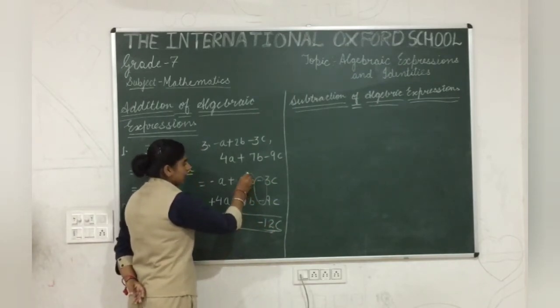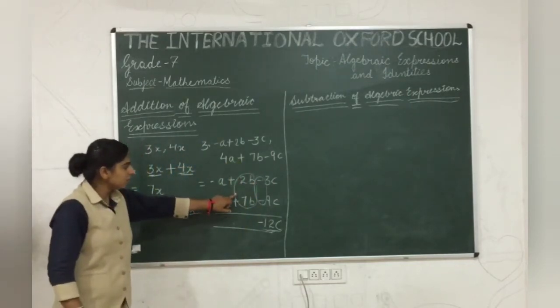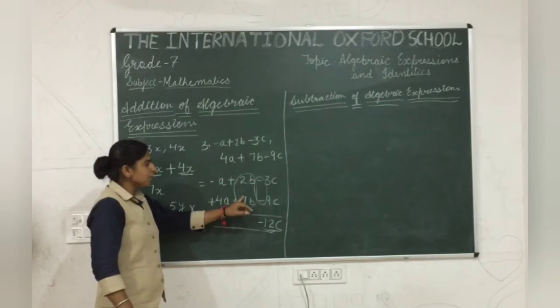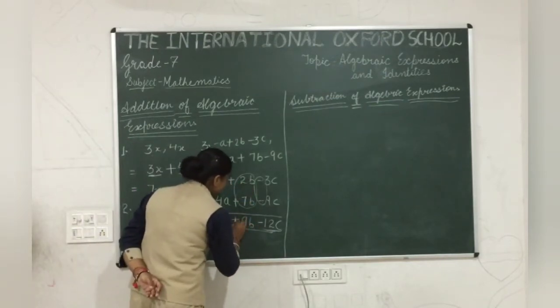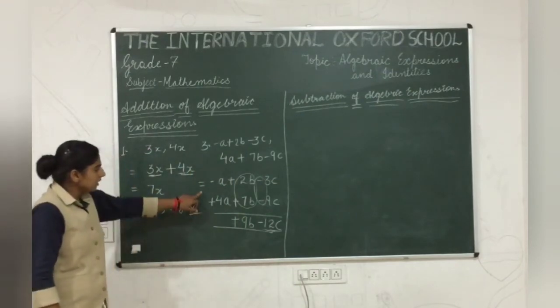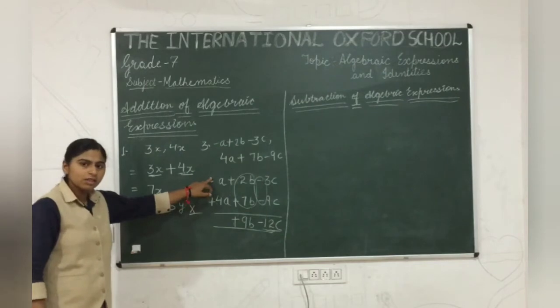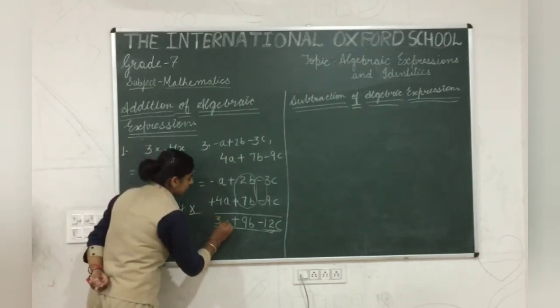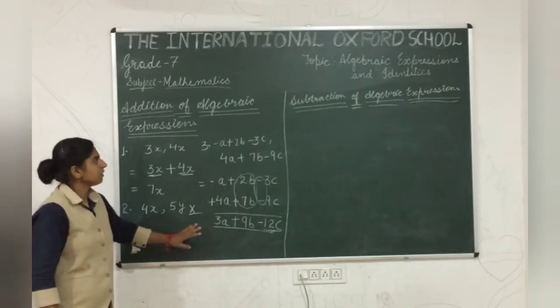After this, we will add both of these like terms. That is 7b plus 2b. Now 7b plus 2b, that is equal to 9b. Now 4a minus a, that is equal to 3a. So it is a required algebraic expression.